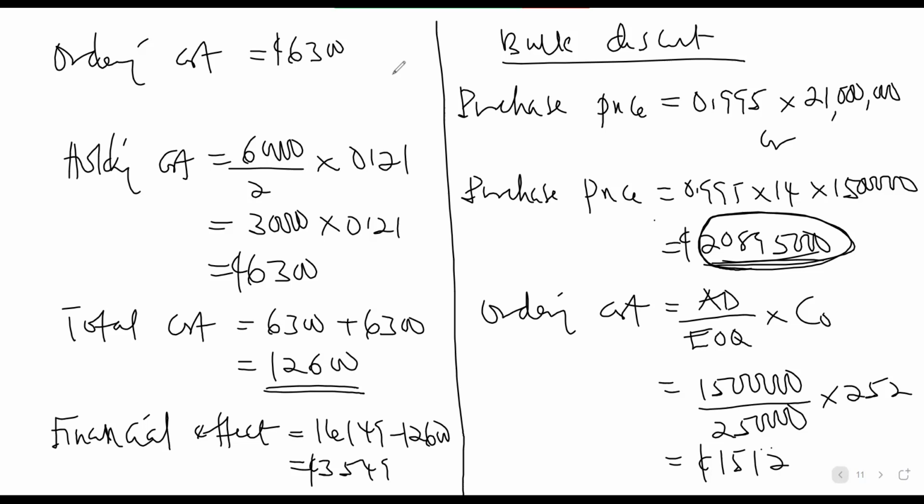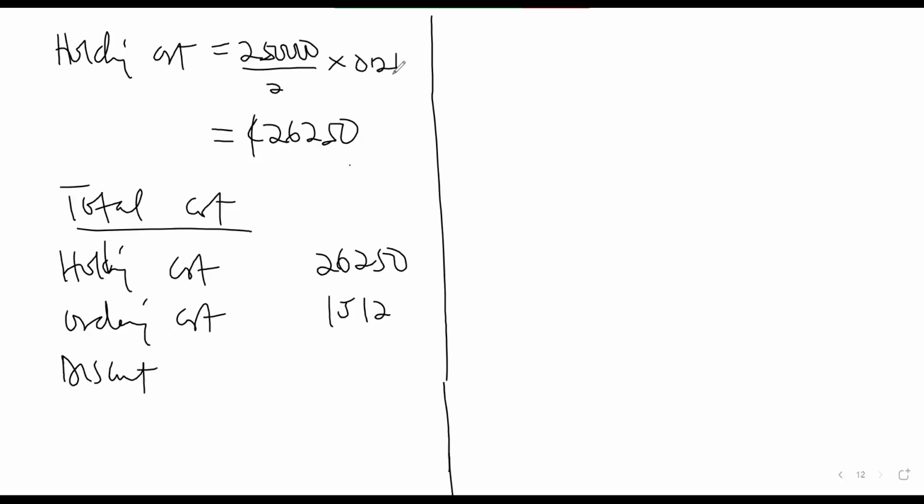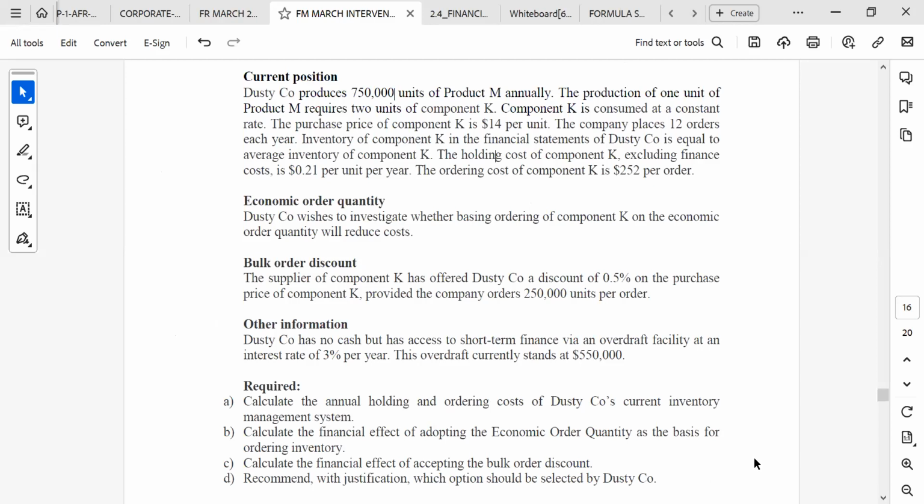0.05 times 21 million. They are enjoying a discount of 105,000. So you can see that this particular one will be better. The discount will be better.